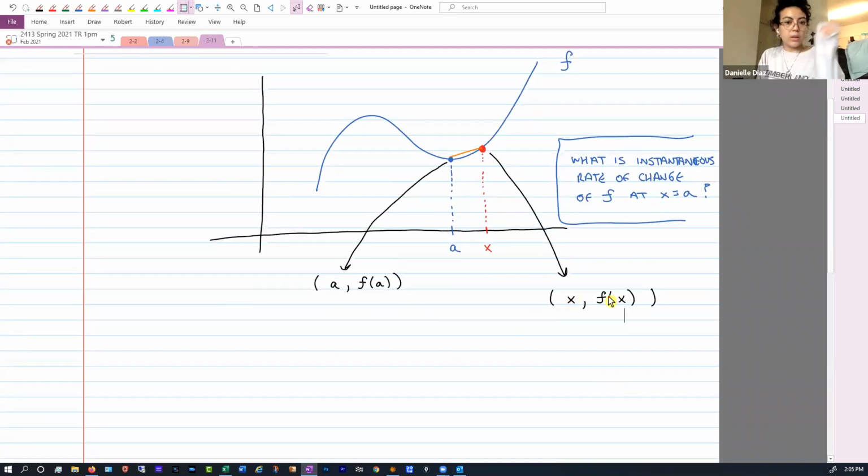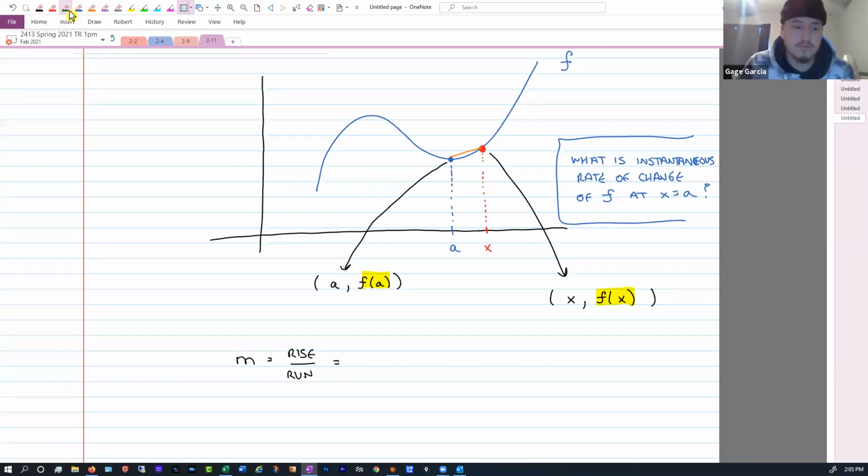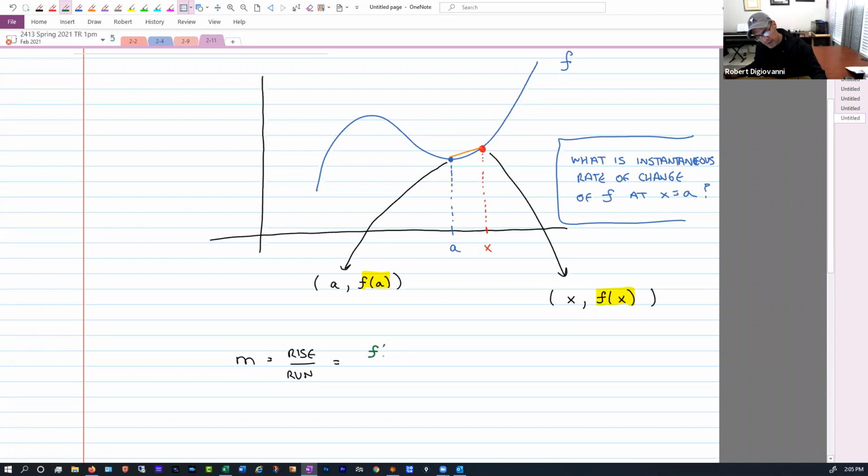Okay, we've got our two points, and now we want to know the slope. So for the slope, what we do is rise over run. To do rise over run, we're going to take this one right here and subtract that one. That's what I think Gage did on the last problem, right? Gage, was that you? Yes, I think so. Okay, so it's the same principle. We're going to do f of x minus f of a, and then divide that by the x coordinates, so x minus a.